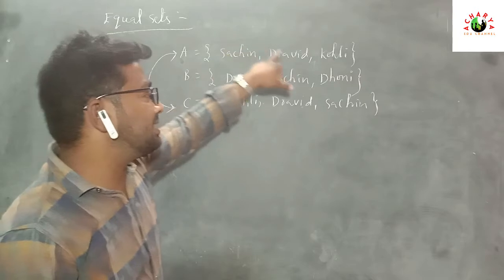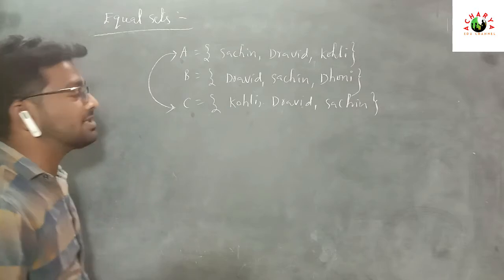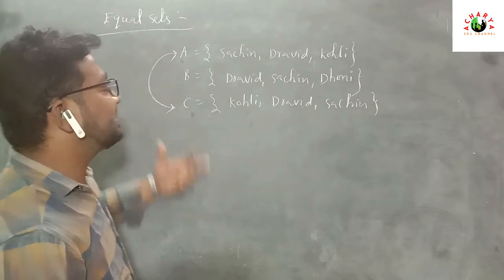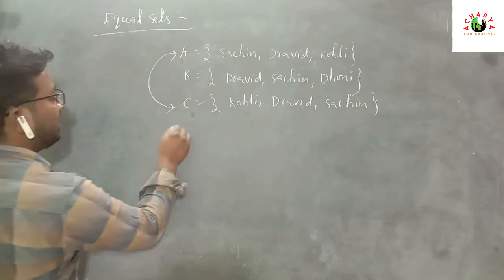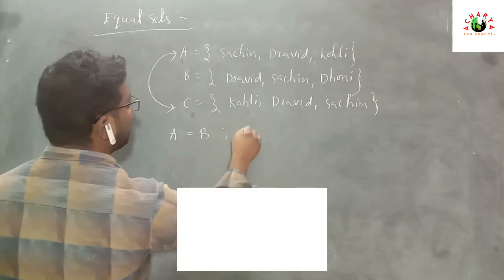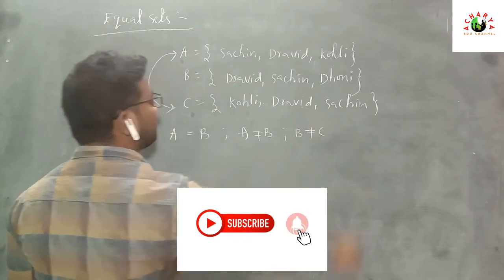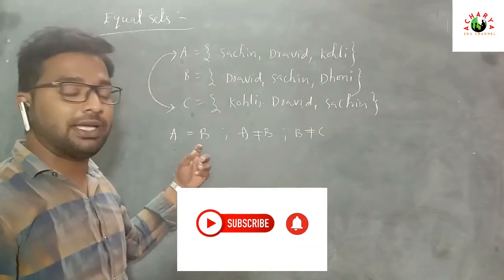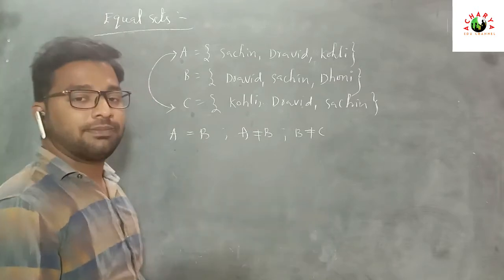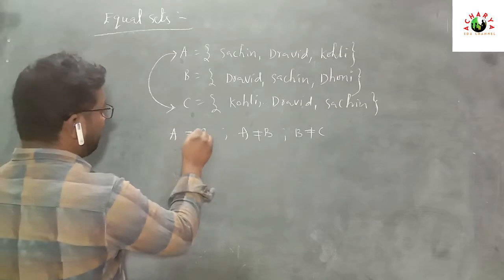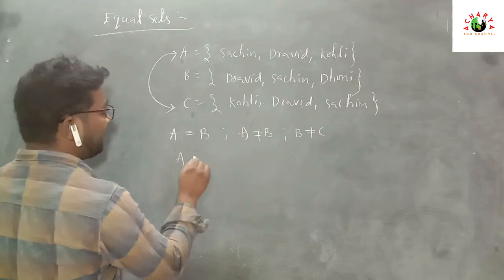Why? Because here Sachin, Dravid, Kohli is there. Here Dravid, Sachin, Dhoni. That's why A and C are equal sets and B is not an equal set. So A is equal to C, A does not equal B, and B does not equal C.